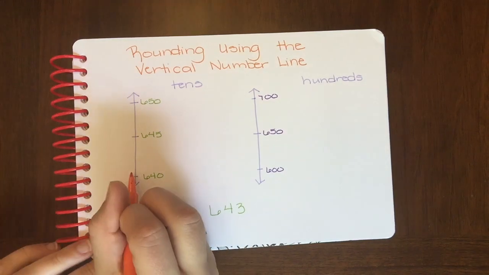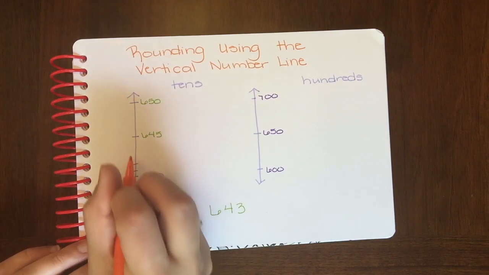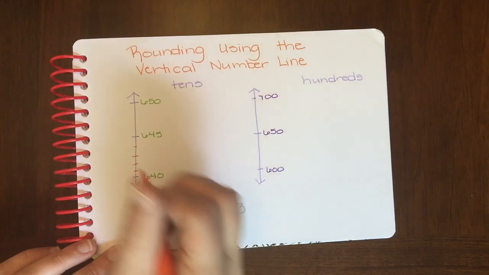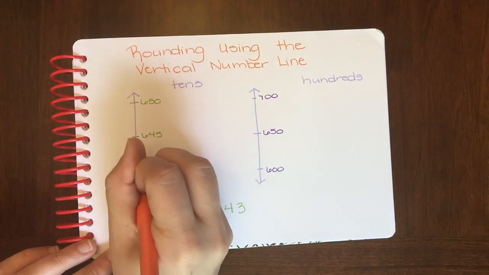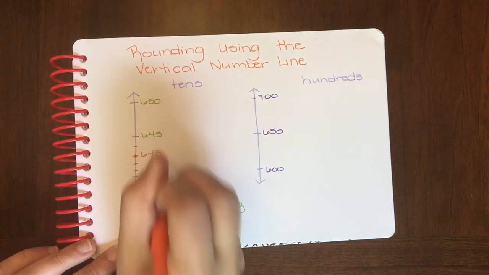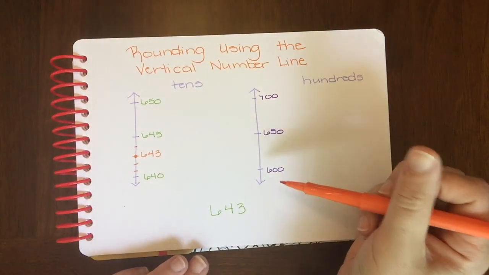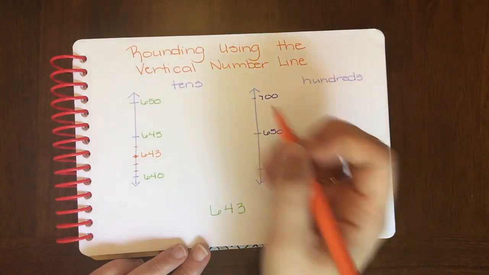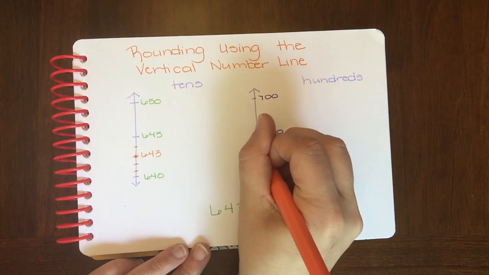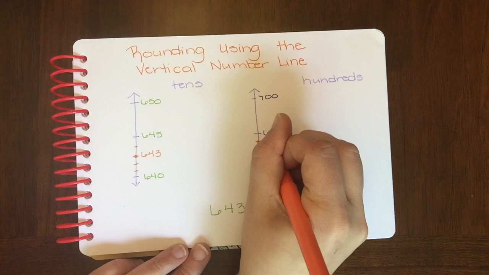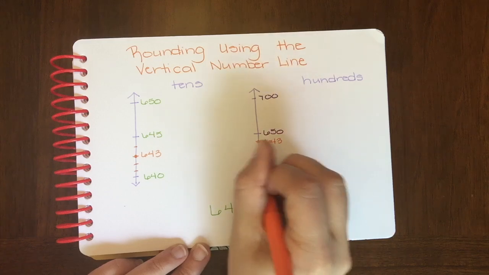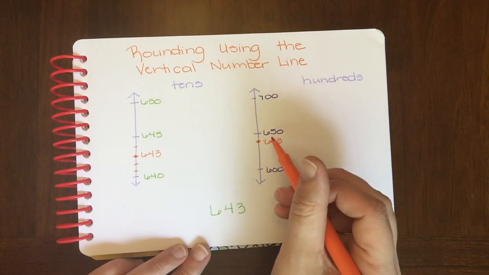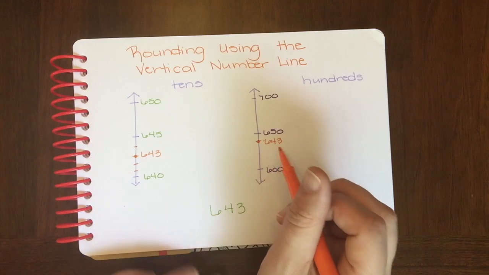Well, here's 40, 41, 42, 43, 44. So 43 would go right there, 643. Here I have 650. 643 is almost at 650, so I'll put it right here. It would be too hard to count by ones between 0 and 50, so I just estimate for this one.